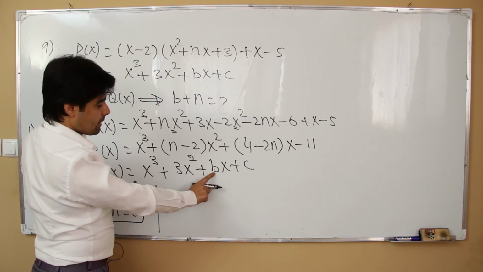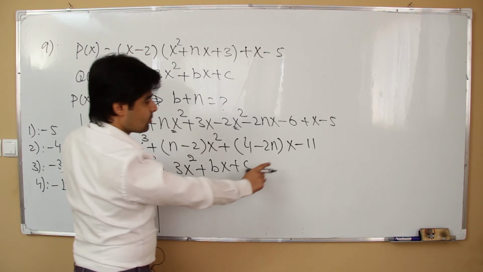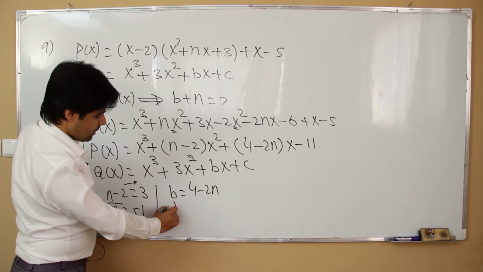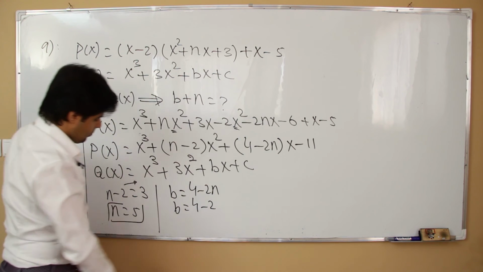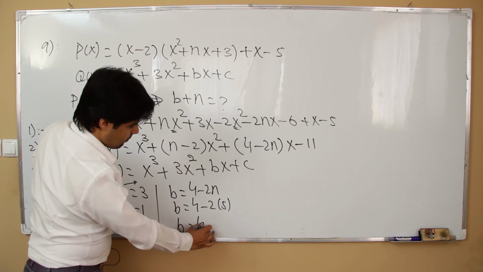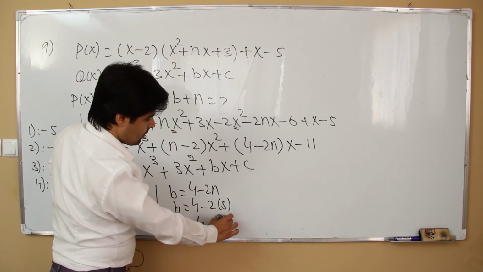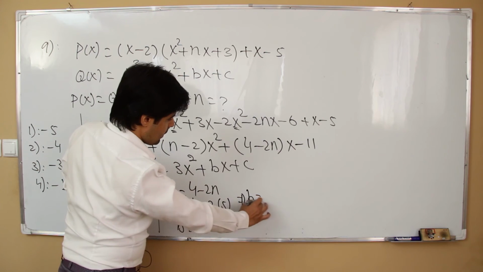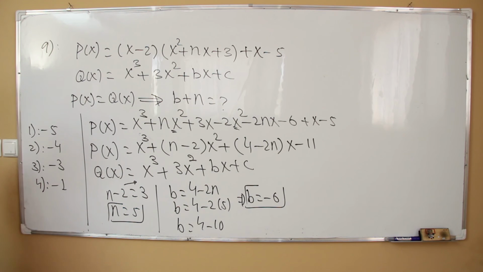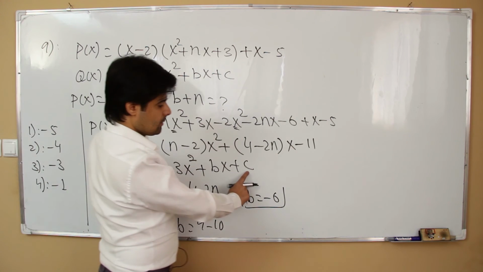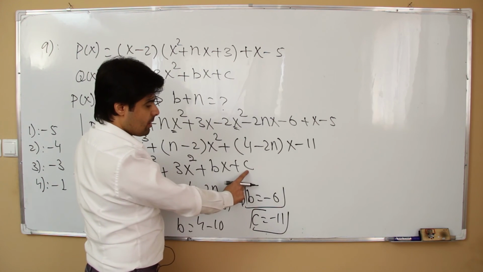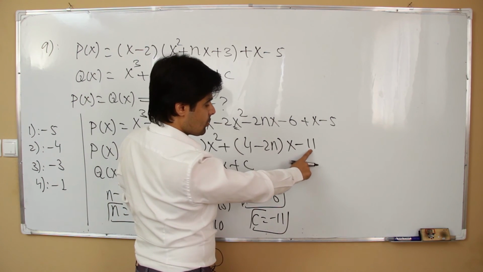Now x to the power 1, it is b. In P(x), x to the power 1 is 4 minus 2n. b is equal to 4 minus 2, and instead of n, it's 5. So b is 4 minus 2 times 5, it's 10. You can find b is equal to 4 minus 10, it's minus 6. Am I right? Yes. Now c is, I think, minus 11. c is a constant number here, and the constant number here is minus 11.